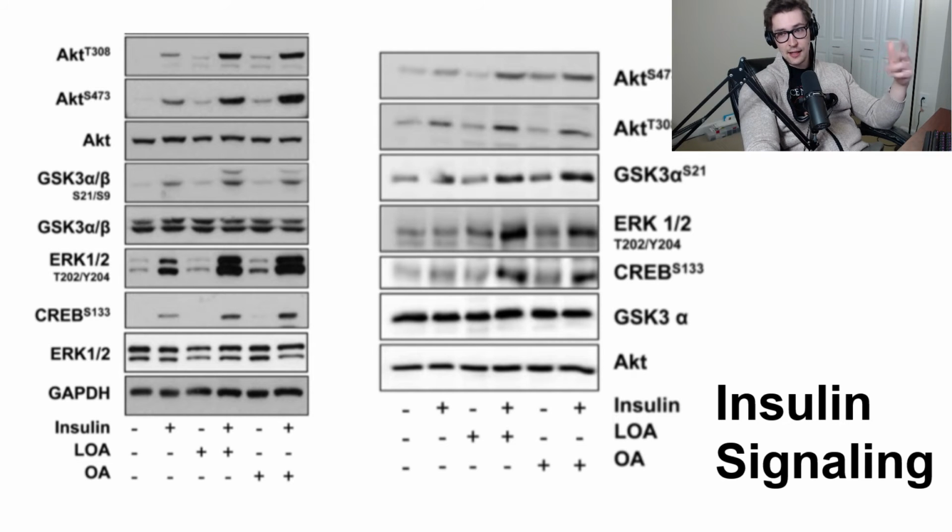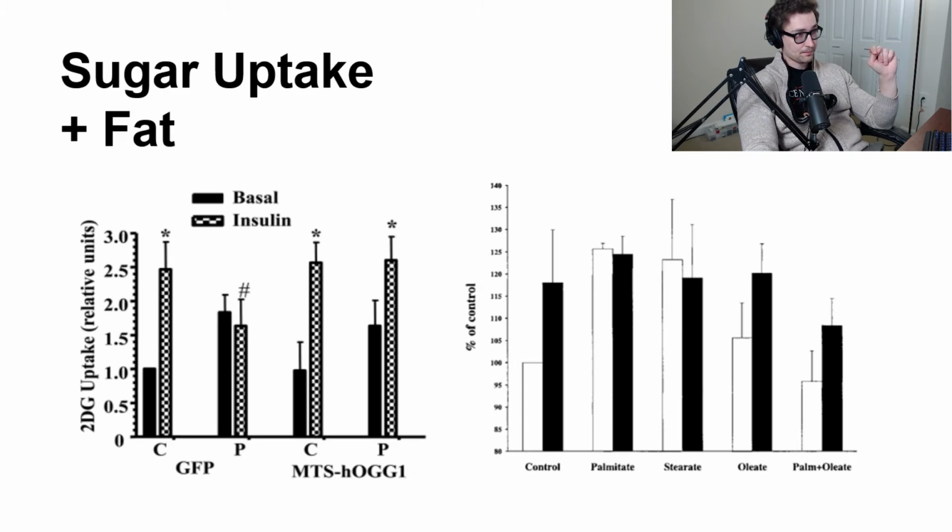But it gives you an indication. And it's much easier to use animal cells because you can get more of them, it's easier to access, and you can maintain them more easily compared to human cells. So this is insulin signaling using the different fats. Now I'd like to cover just one more piece of data.